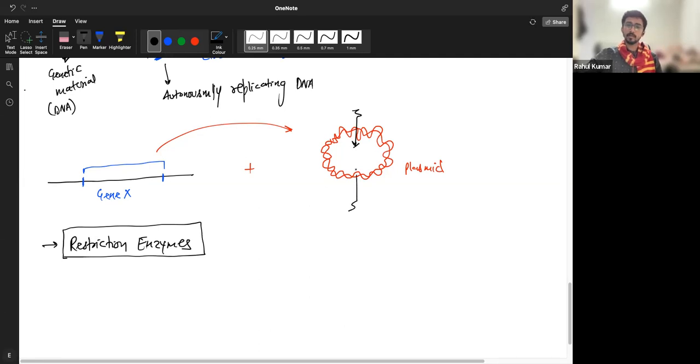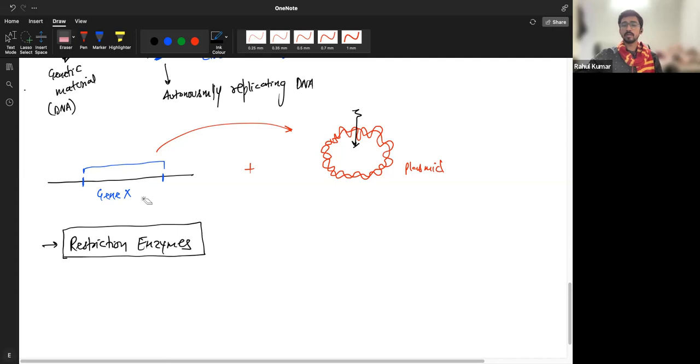If I cut it at two places, what is the problem? My plasmid is no longer a plasmid. There are two linear chains now, right? So this from here to here will be one chain, and this from here to here will be one linear chain, right? Yes. So we want it to stay circular, stay a plasmid. So we just need to create one nick.